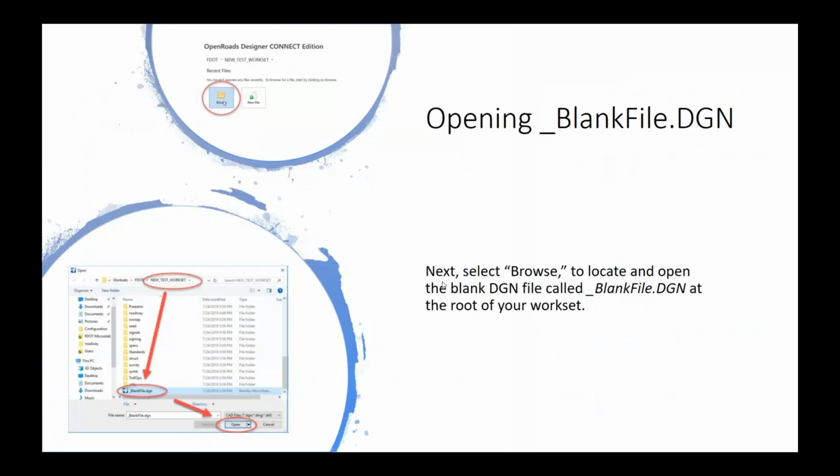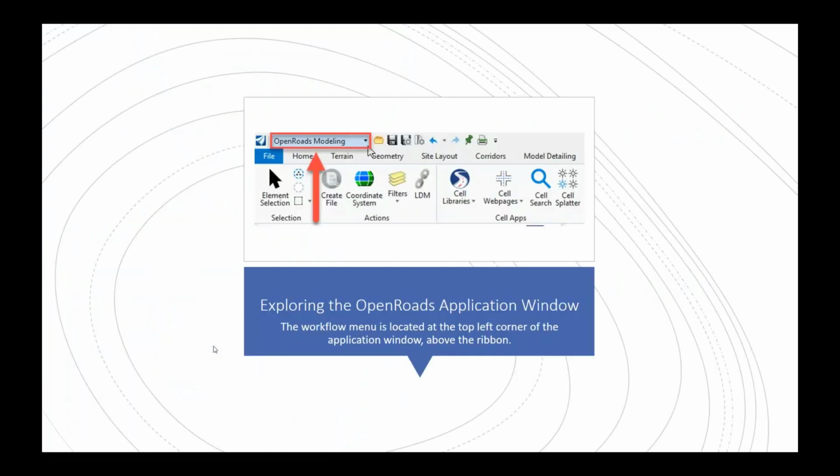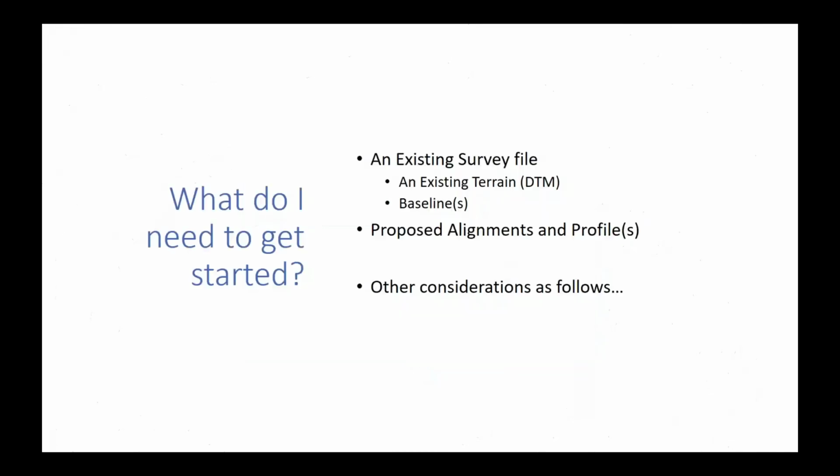From there, you're going to browse to a blank file that gets created when the project gets created. And from there, you're going to start building your files for your project. Obviously, as soon as you open up the software, you're going to go to this OpenRoads modeling. That'll set it to the FDOT menu that will give you the ability to create your files like you normally do with our workspace. And I'm going to kind of cover that.